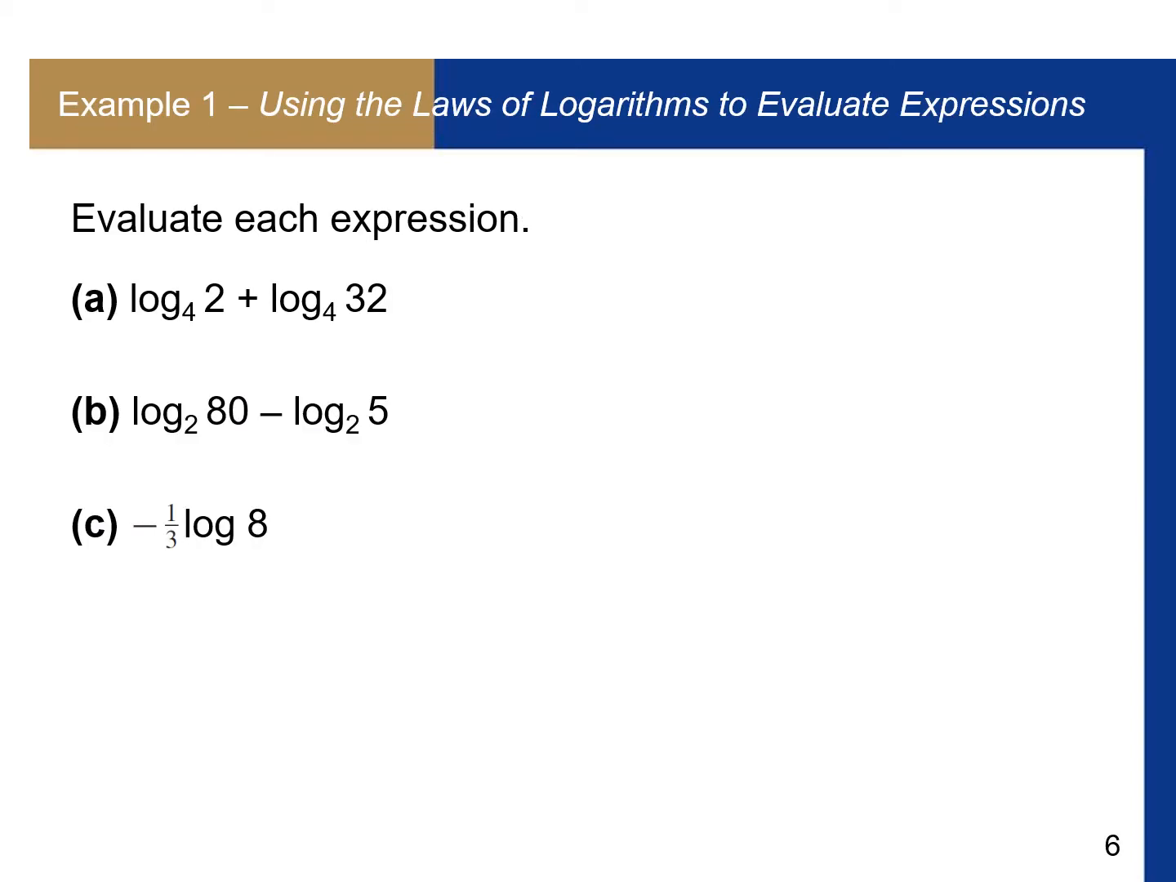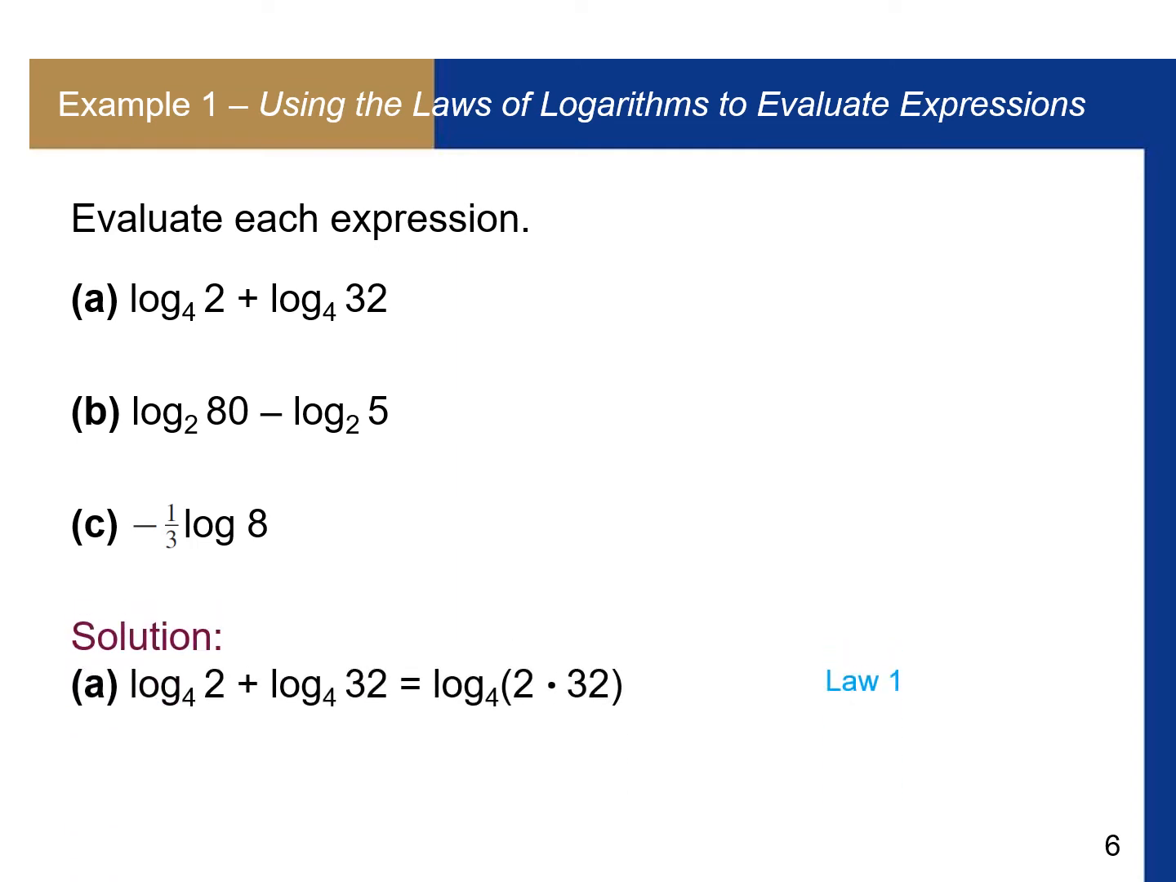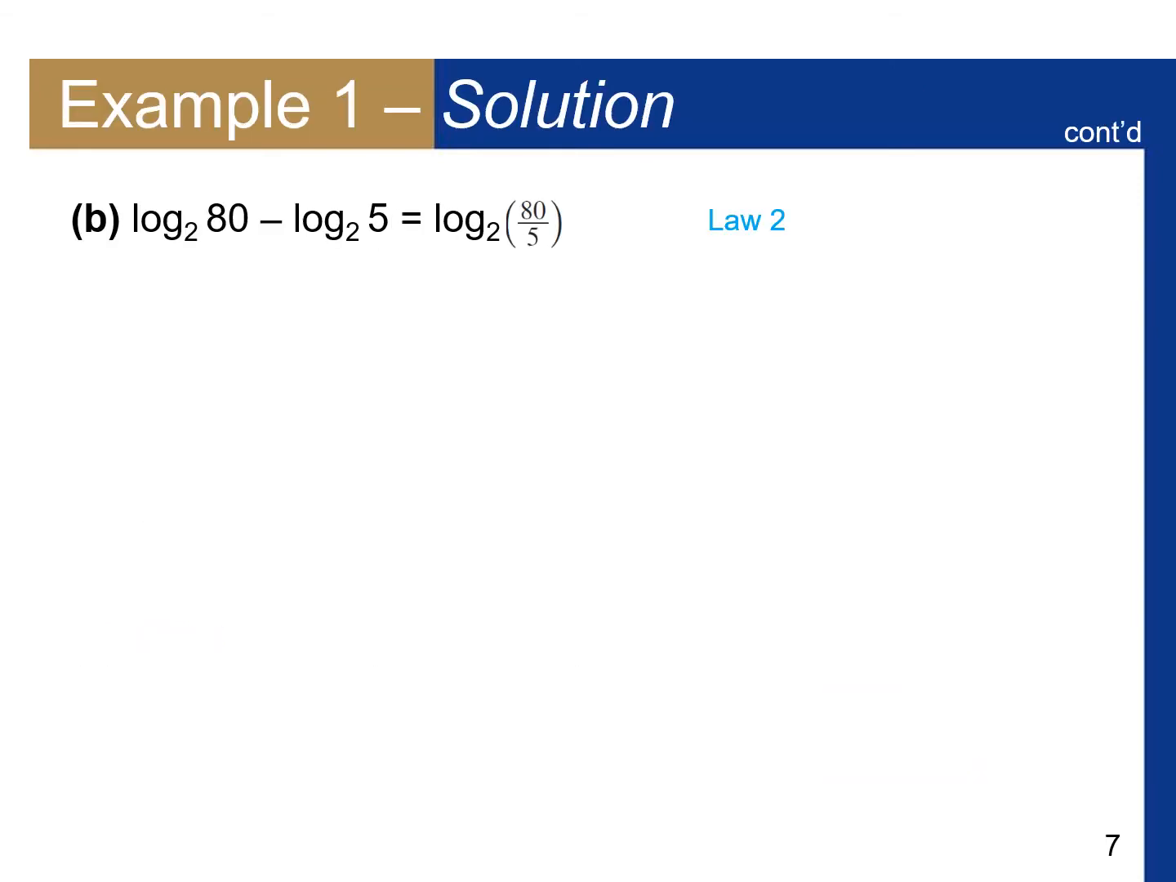So when you're evaluating each of these expressions, let's take a look at how we will do that. The first one, since you're adding, you're going to multiply the two numbers, so 2 times 32, and you'll get the log base 4 of 64, which is 3. Subtraction tells us that we're going to divide the 2, so we'll have log base 2 of 16, which we know would be 4.